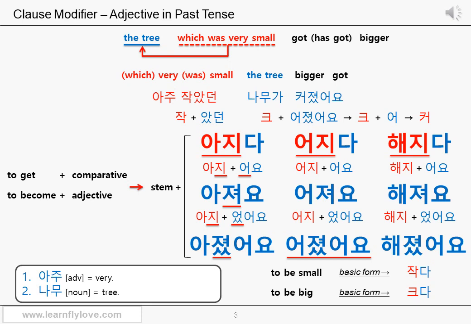Which was very small. 아주 작았던 the tree. 나무가 got bigger. 커졌어요. 아주 작았던 나무가 커졌어요. The tree which was very small got bigger. You learned very useful things on this page.